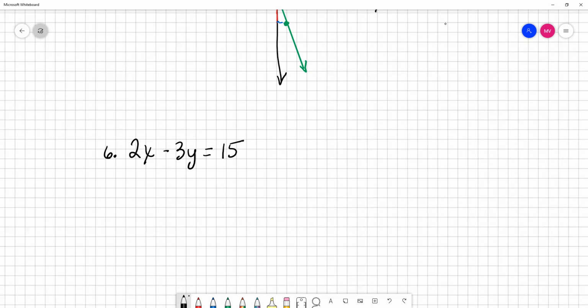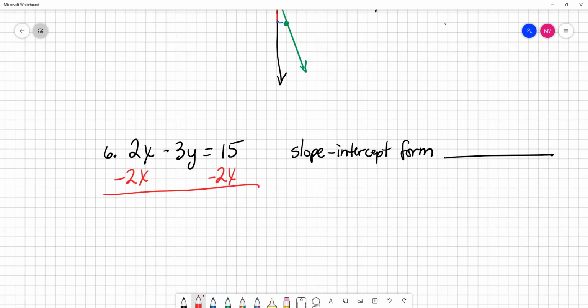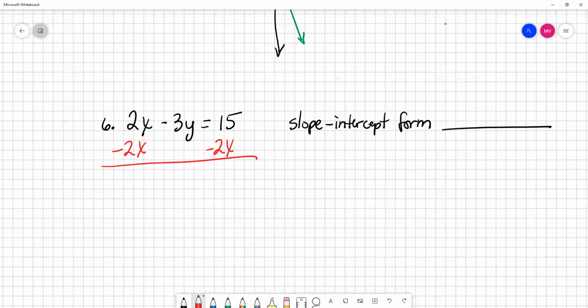All right, Tad, give this to me in slope intercept form. 2x minus 3y equals 15. You need to isolate your y, so subtract 2x. And that leaves us with what on the left? 3y equals 15 minus 2x. So actually, we can go to 3y equals negative 2x plus 15. Almost. What'd you forget?